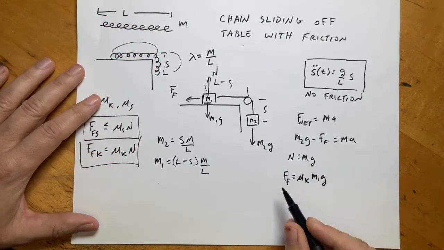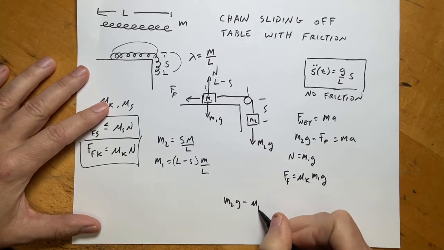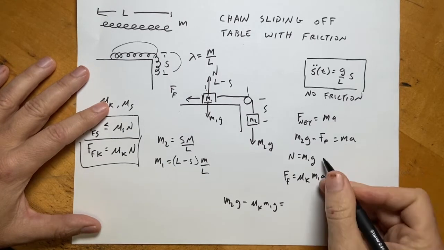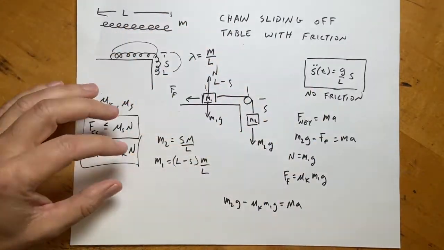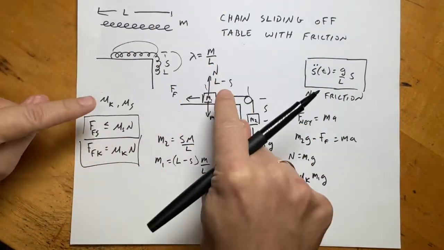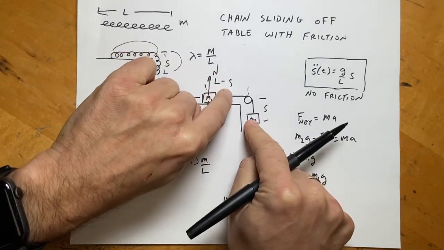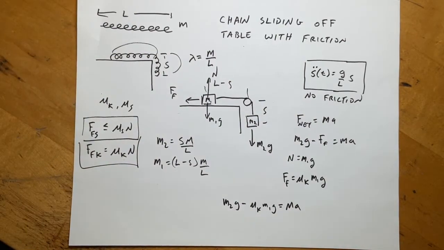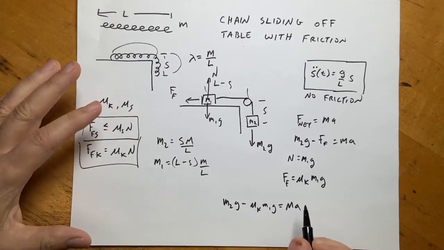So if I put this all together, I get m2g minus mu k m1g equals m total times a. That's the total mass that accelerates. The whole thing accelerates, right? This force and that force combined together accelerate the whole system. And yes, you could separate this into two pieces and calculate the tension and then get two equations, two unknowns, but that's not what I want to do here. If you want that, go down to this video. So I want the acceleration.